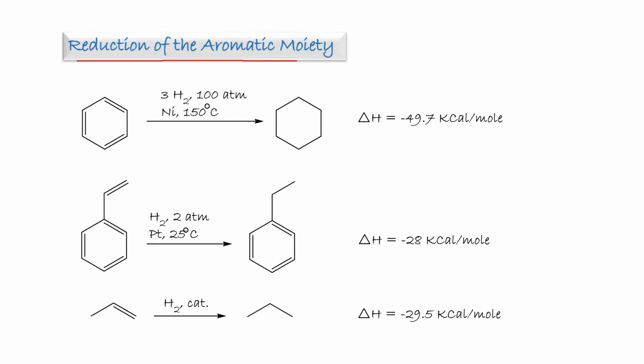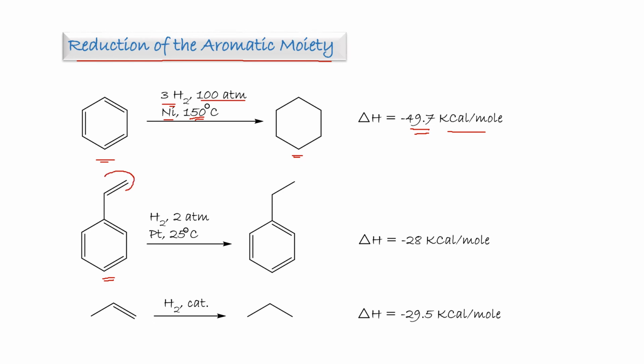Reduction of the aromatic moiety. Reduction of benzene needs 3 moles of hydrogen at 100 atmospheres, nickel catalyst, 150 degrees Celsius to give cyclohexane. The reaction is exothermic, gives out 49.7 kilocalories per mole.